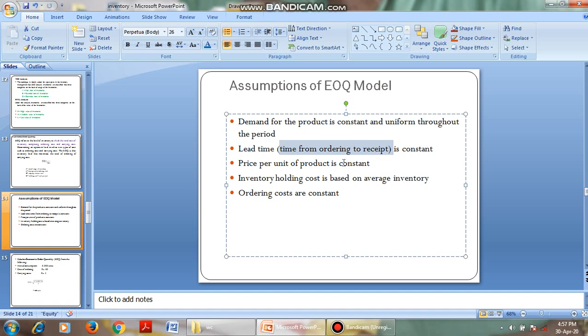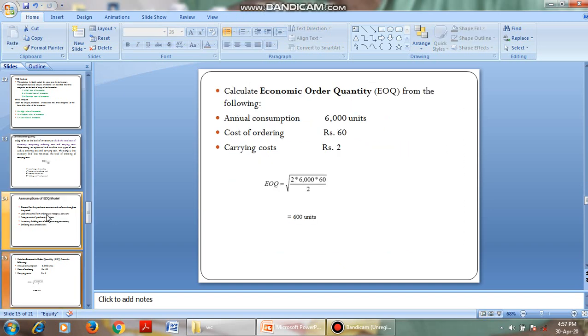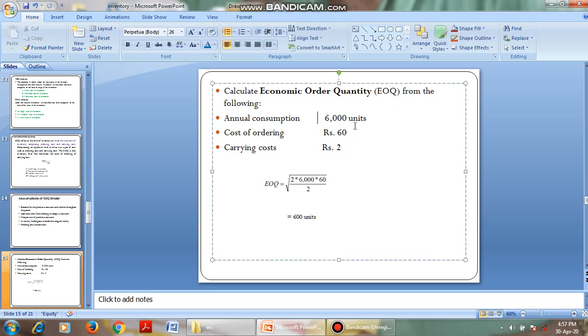That is, the price for every product is also constant, inventory holding cost is based on average inventory, and ordering cost is also constant. Okay, let us see a few of the problems related to EOQ analysis. Here, annual consumption is 6000 units, cost of ordering is 60 rupees, carrying cost is 2 rupees.